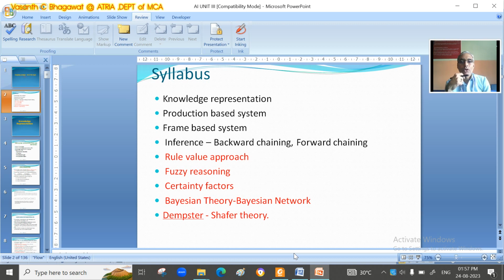Then what it means by a production based system, then the frame based system, and inference, that is, we are going to look into backward chaining and forward chaining, and some uncertain knowledge, how we are going to deal with uncertain knowledge. It can be fuzzy logic or certainty factor. So these things will be discussed in detail in this particular section.